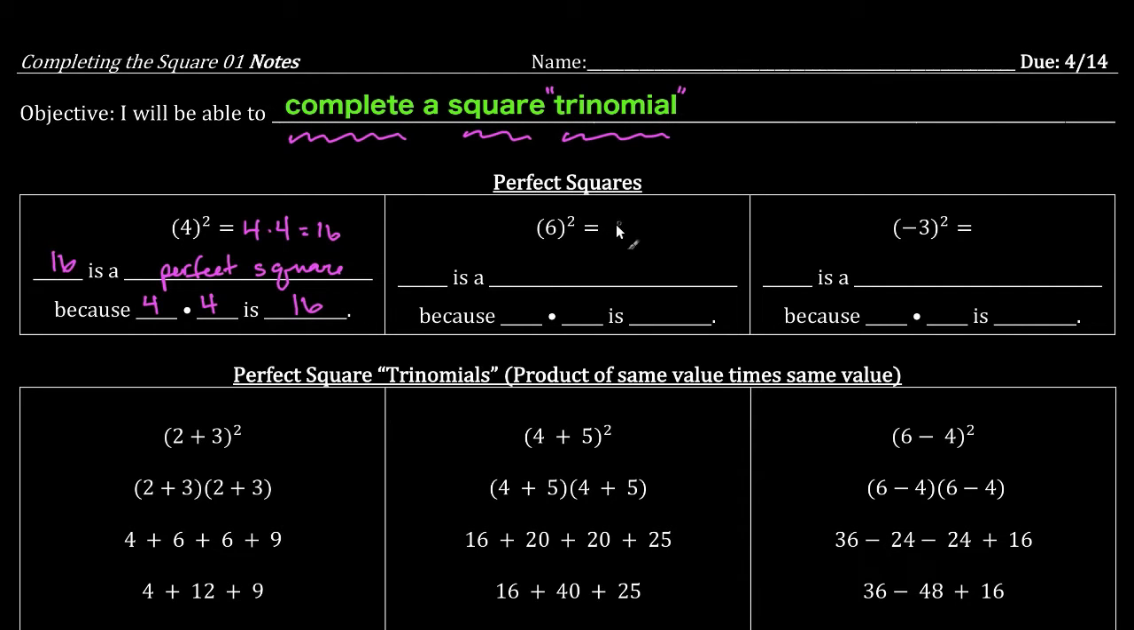6 squared is 6 times 6, which is 36. That means 36 is a perfect square because 6 times 6 is 36. Lastly, we have negative 3 squared, which is negative 3 times negative 3. And a negative times a negative is a positive 9. So 9 is a perfect square because negative 3 times negative 3 is positive 9.